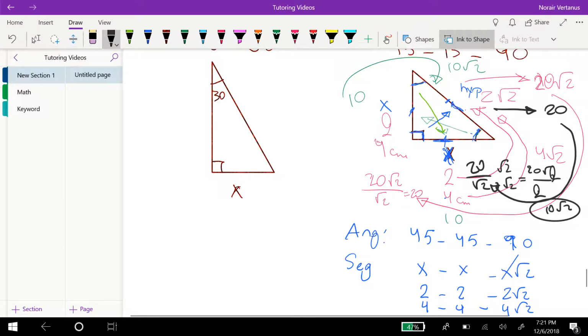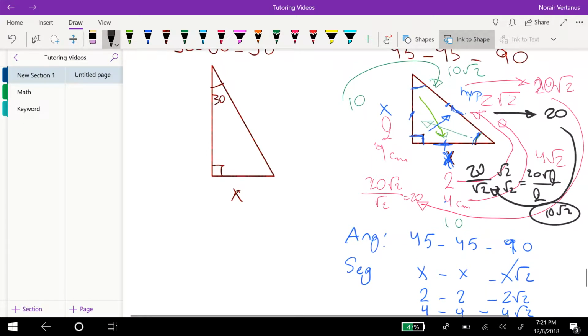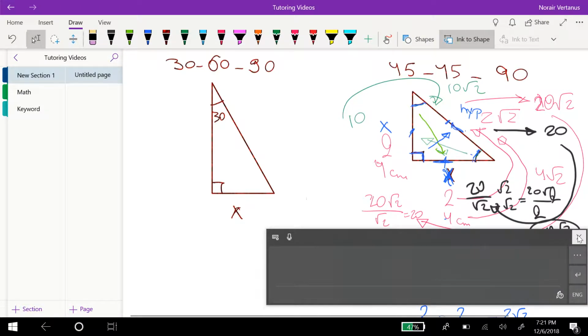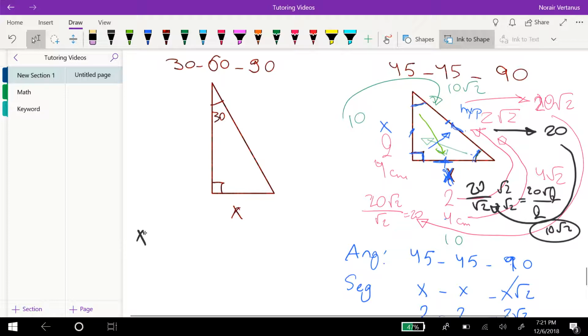See, that simplifies. So that's the 45-45-90 triangle. Now let's do 30-60-90, which is this case. There's again a relation. I'm going to write it like this: x, not x. 30, 60, 90. x is the one corresponding to the 30-degree angle, the smallest leg.